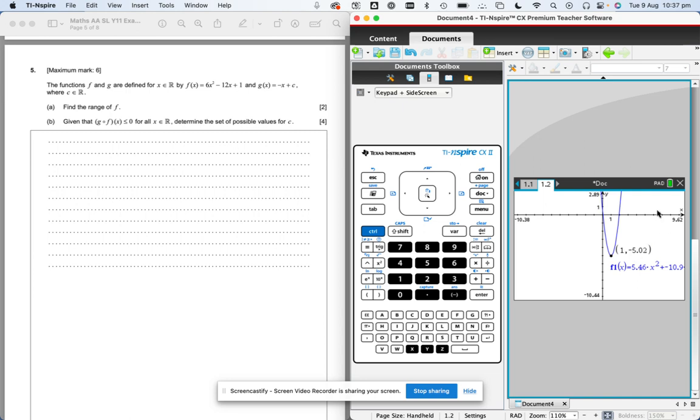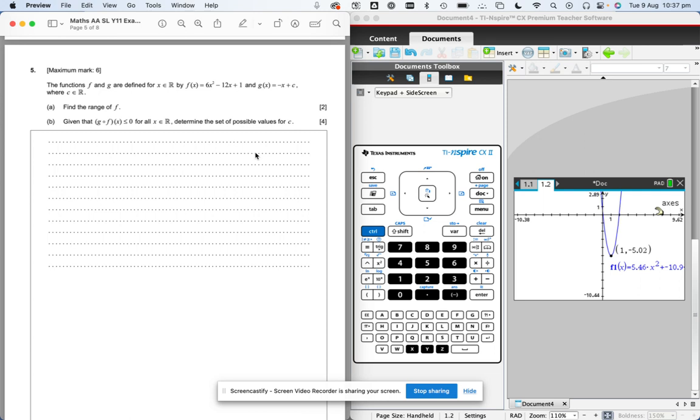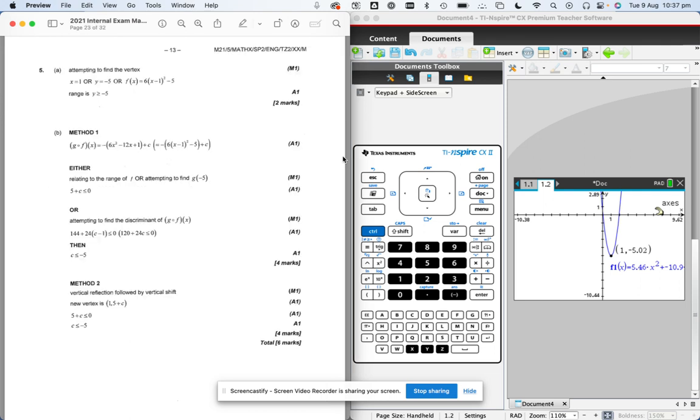So we can do that in interval notation, or we can do it as y greater than or equal to negative 5.02, and that's the range of f. So it does say find it, so you should put a little bit more than just a calculation. I'd probably do a little graph and draw the graph in. You can say from GDC if you like, therefore, and then go y is a member of blah, blah, blah, like we're used to.